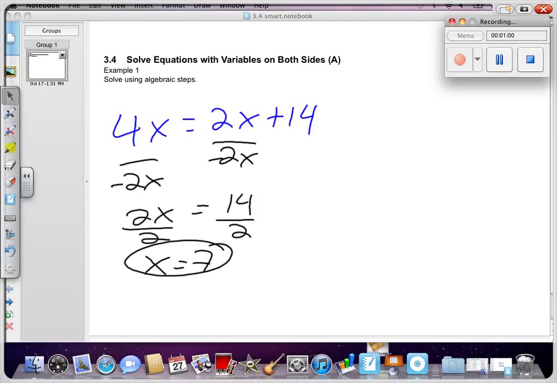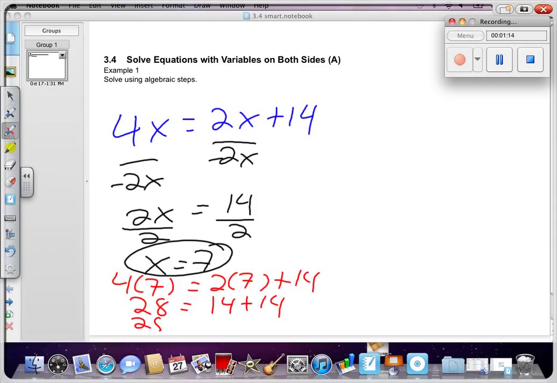At this point, I'm going to check my answer. 4 times 7 equals 2 times 7 plus 14. 4 times 7 is 28. 2 times 7 is 14. And then 14 and 14 is 28. So you always get rid of the little. Yes, always move the smaller number.